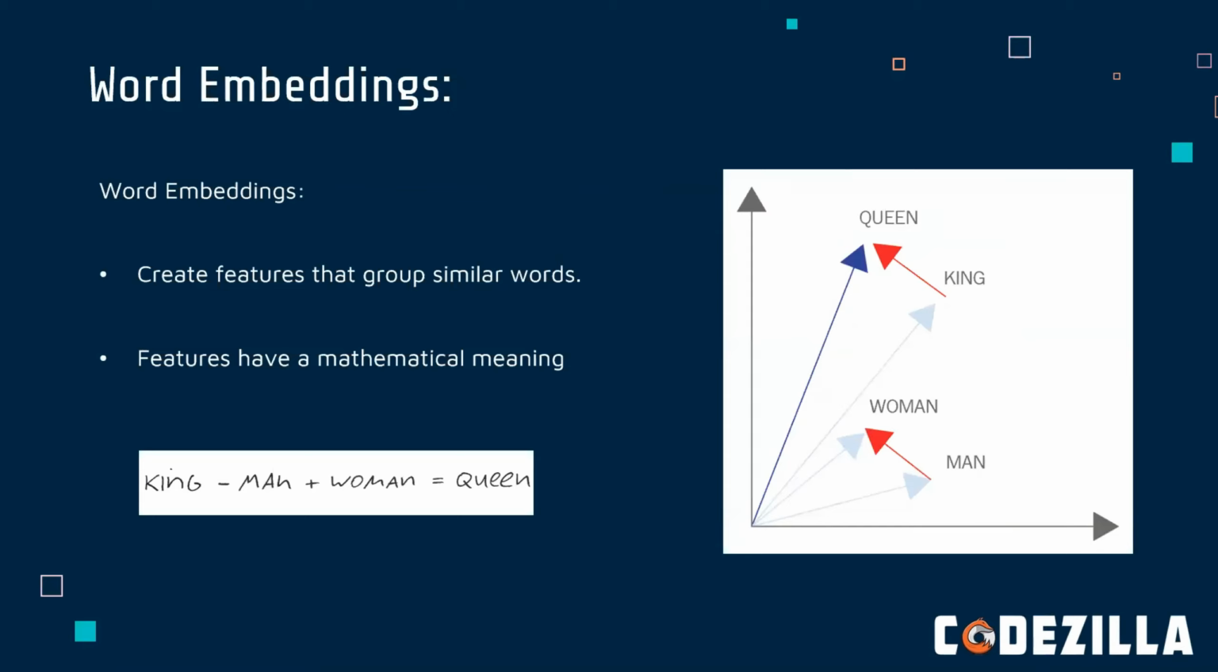One solution to these problems is word embeddings. It is a special way of creating features that groups data together. Word embeddings have another interesting property. They have a mathematical representation of words. Here, the man points to the woman the same way as the king points to the queen. This helps us to group together similar words.